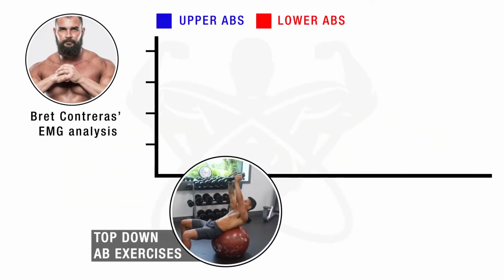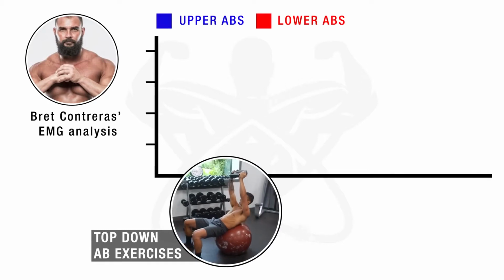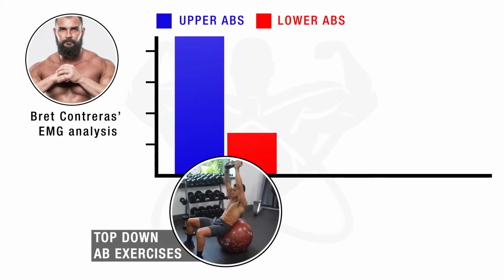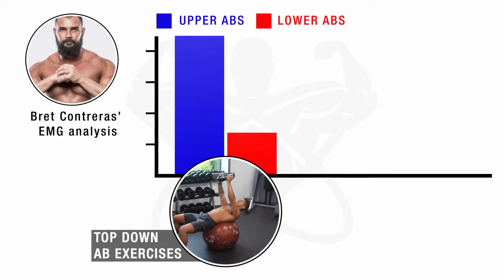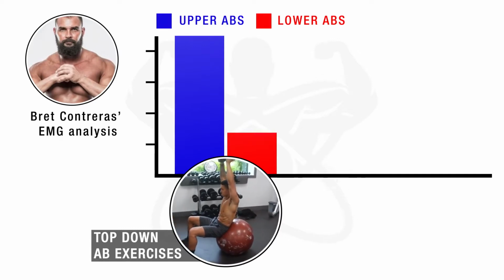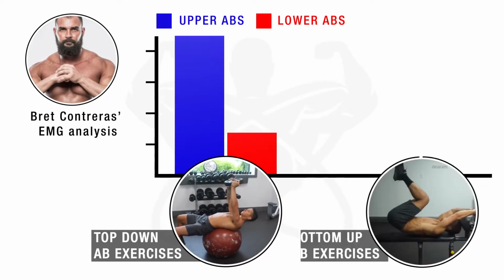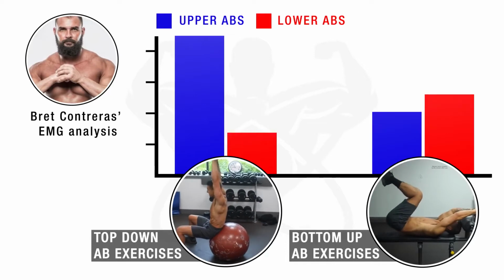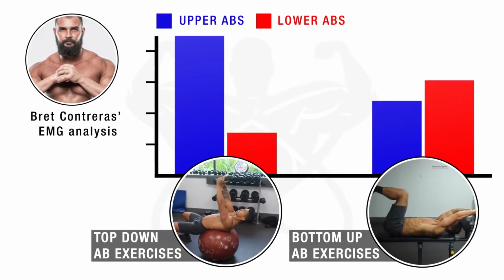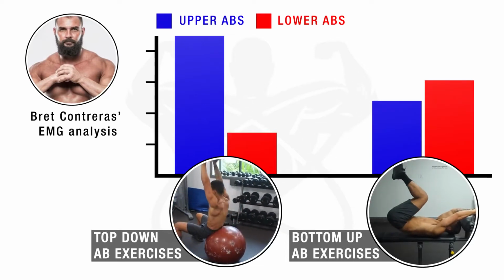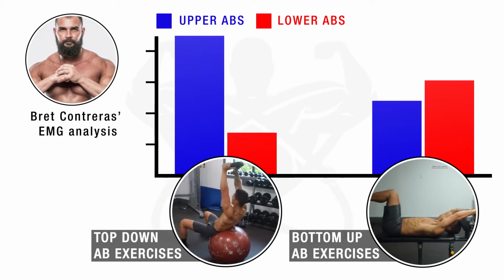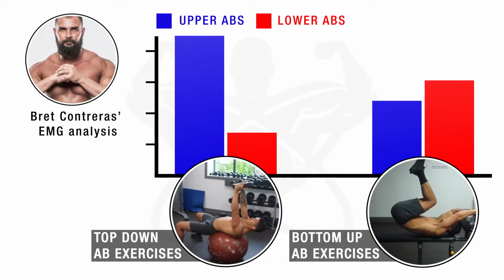More specifically though, top-down ab exercises that involve bringing your shoulders down towards your hips, such as crunches, are going to preferentially activate the upper abs more so than the lower abs. Whereas bottom-up ab exercises that involve bringing your hips up towards your shoulders, such as leg raises, are going to instead preferentially activate the lower abs more so than the upper abs.